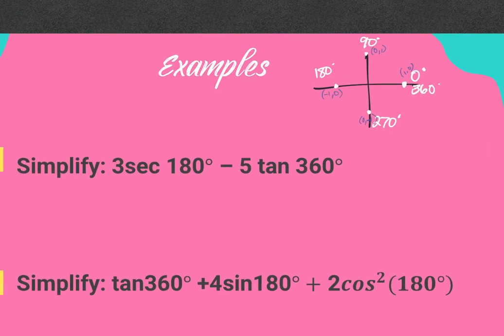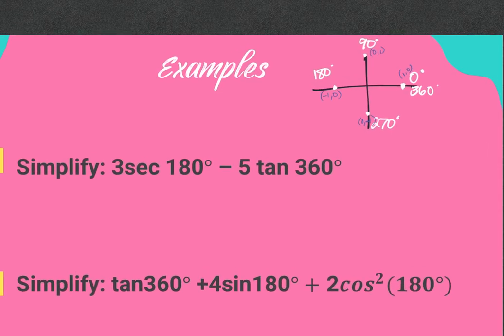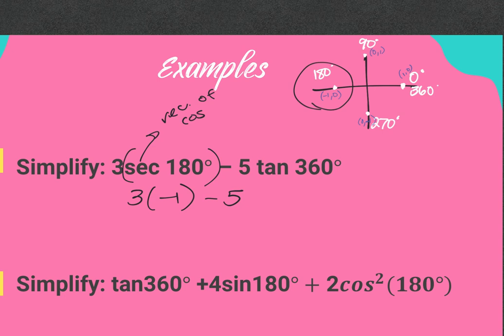So number 8 says, simplify 3 secant of 180 minus 5 tangent of 360. For secant of 180, I'm going to go to 180. Secant is the reciprocal of what? So what's the cosine at 180? Cosine's what, x or y? Negative 1 because it's the x. What's the reciprocal of negative 1? Negative 1. So this is 3 times negative 1, minus 5, which stays as 5.